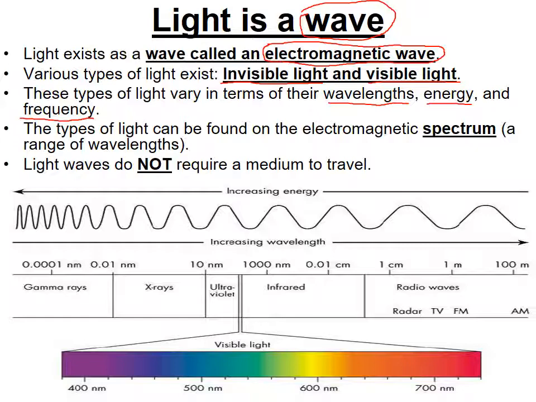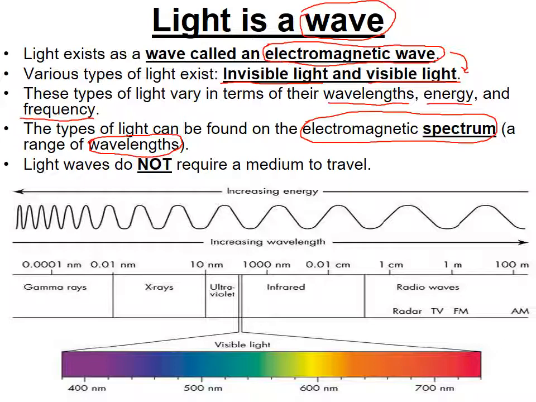And so because there's many types of electromagnetic waves, or many types of light, we actually created this thing called an electromagnetic spectrum. It shows you the range of different types of light organized according to their wavelength, and as a result of that, their frequency.